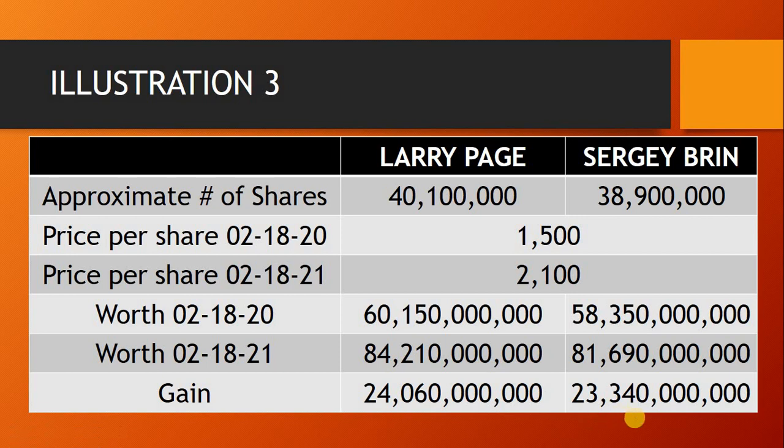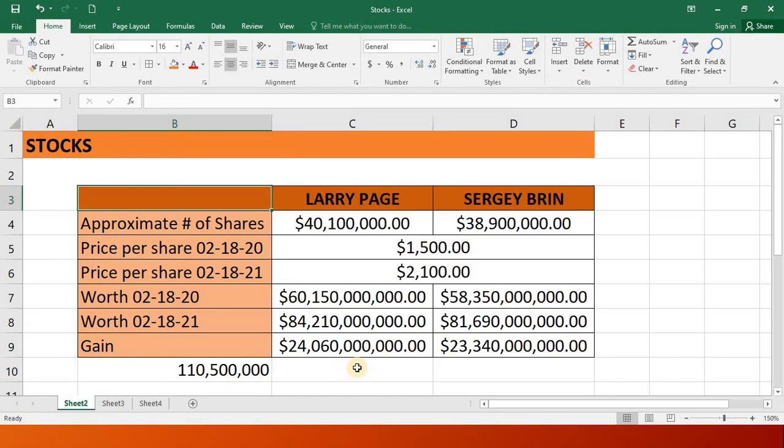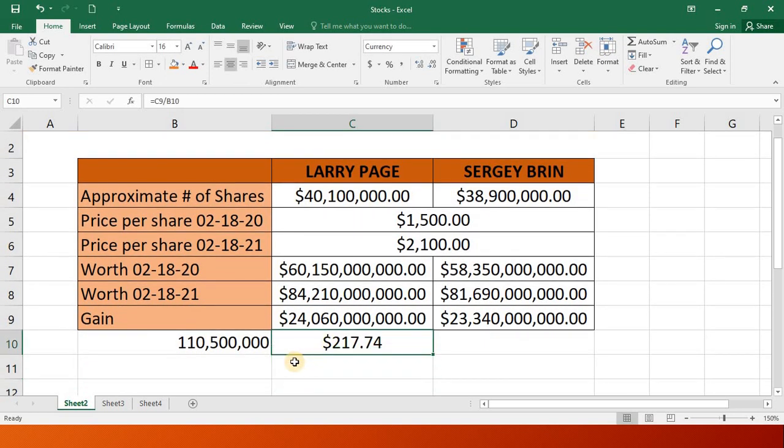I can't actually comprehend these numbers right now, so let me try to put these values in perspective. The Philippines, as of today, February 18, 2021, has a population of 110,500,000. And if this amount, 24 billion, is divided by the population of the Philippines, let's see, this gain divided by this number. As you can see, each Filipino can actually receive 217.74 US dollars. That's not bad.